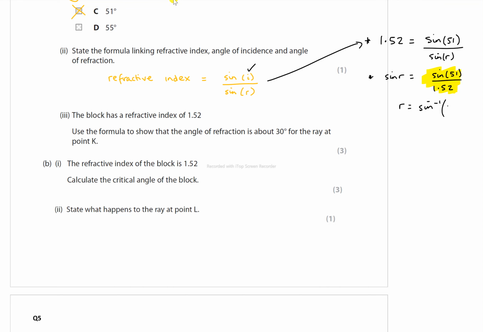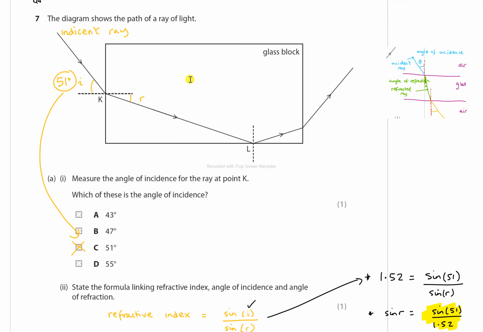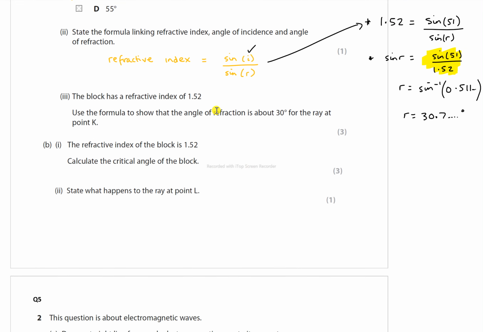They've said that equals, when you put that into the calculator, 0.511 and so on. So even if you put 4 or 5 decimal places, it's fine. And then r equals 30.7 degrees. So you worked out that this here is 30.7 degrees. They gave you that, and they gave you the index, right? Okay.